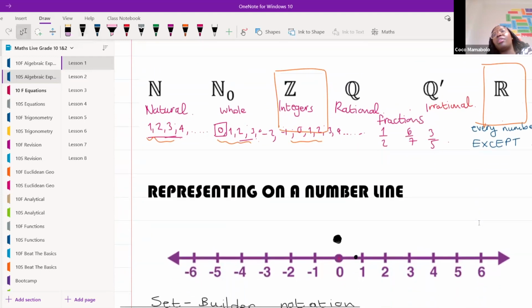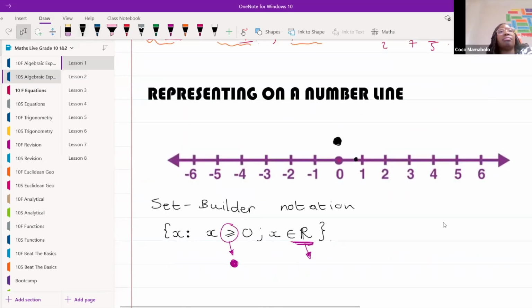We said that real numbers are every number, every single number. Does that include 0,8? Yes, it does. Does it include 2,2? Yes, it does. Does it include 3,5? Yes, it does. Which means that my real numbers include everything in between.